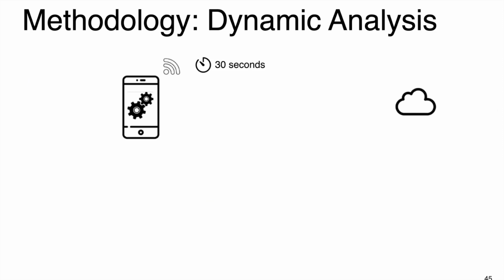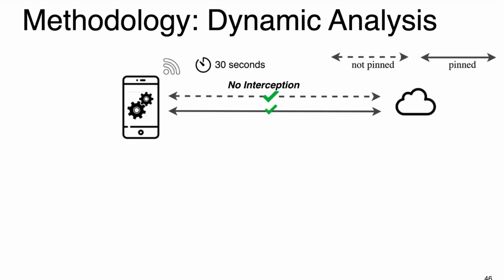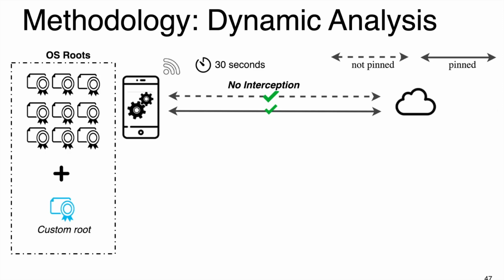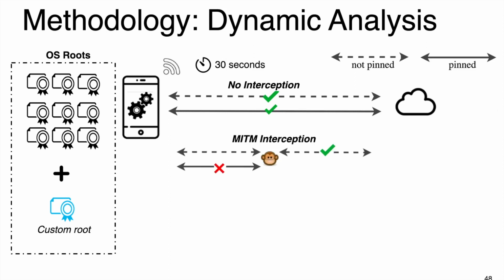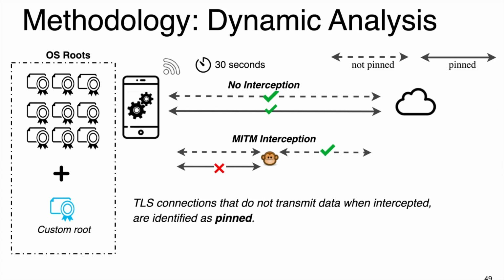To trigger network traffic from an app, we simply open it and record all traffic sent in the first 30 seconds. In more detail, we triggered network traffic in two distinct settings. First, when app traffic is not intercepted in any way, no matter whether a connection is pinned or not, it will succeed in this setting. But in the second setting, we first install a custom certificate in the OS store. We then intercept the app traffic. Remember that pinned connections do not rely on the OS store, so they will fail in this setting, and that is how we identify them.